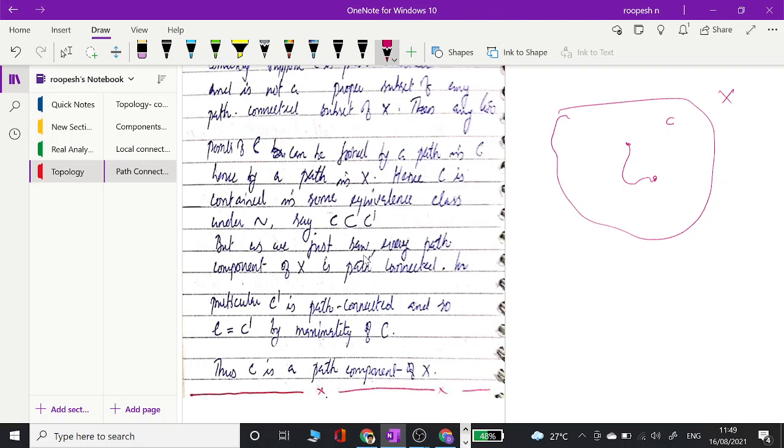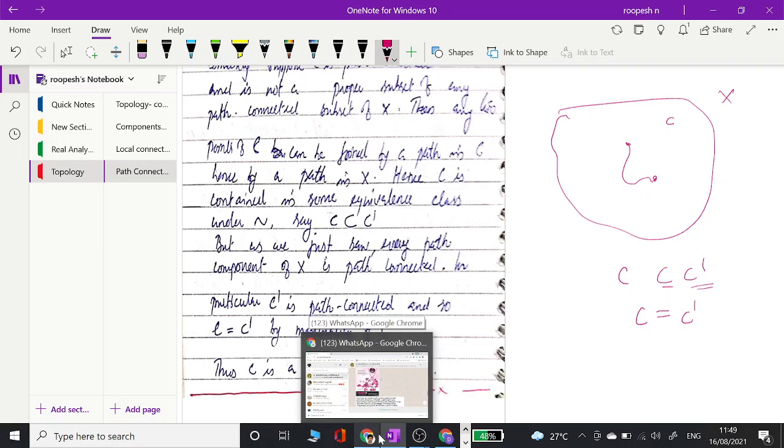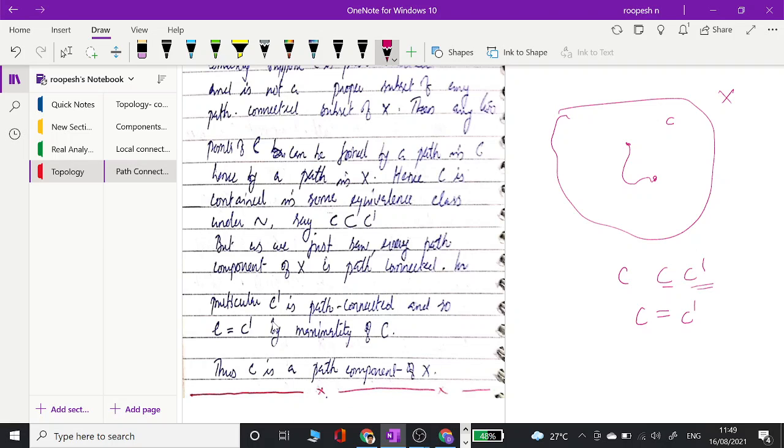But as we have just seen, every path component of X is path connected. In particular, C dash is path connected. And what will we get? C is a maximal path connected set. Now we have got that C dash is also path connected, which implies our C should be nothing but C dash, right? So C dash is path connected, and so C equals C dash, by maximality of C. So this altogether shows that C is a path component of X.